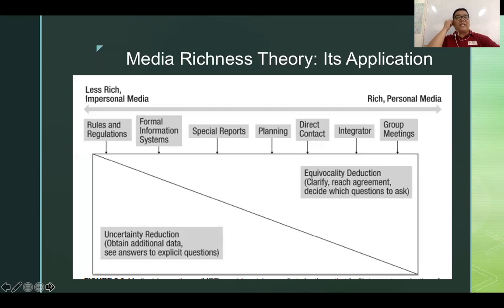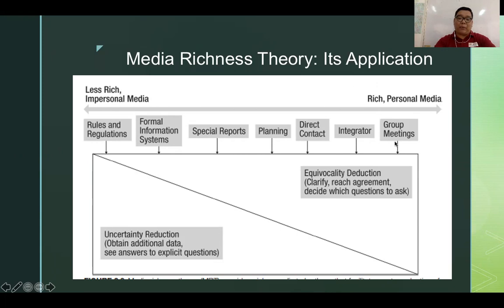Now, take a look at this media richness theory and its application. In this figure, you can see the different media that you can use in communicating. For example, you have rules and regulations, formal information systems, special reports, documents, planning, direct contact, integrator, or group meetings. If you notice, this side of media here are considered rich personal media.